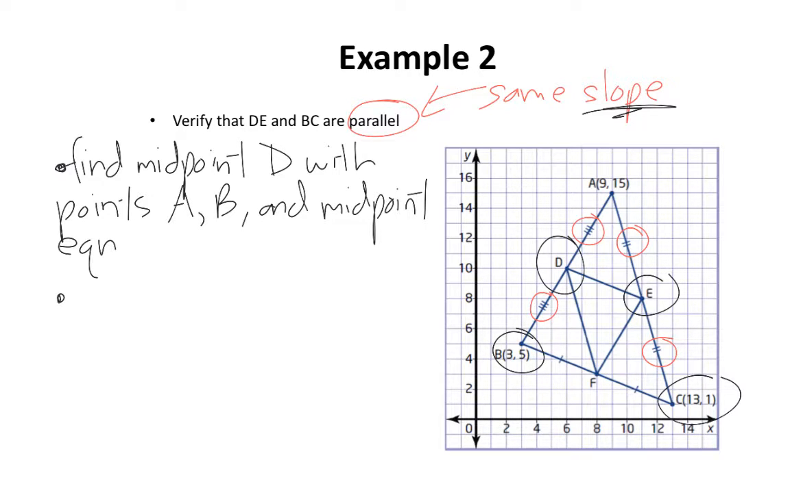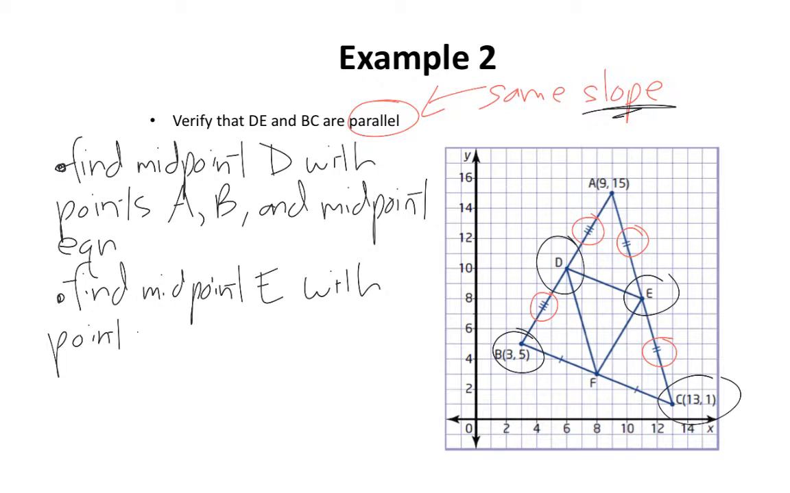The second step would be exactly the same, but with point E. So I'm going to rewrite that. Find midpoint E with points A, C, and the midpoint equation.